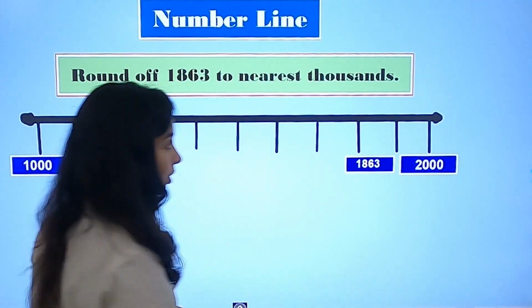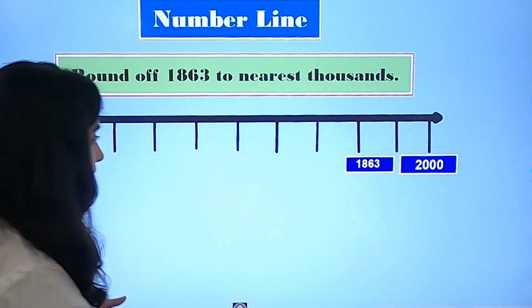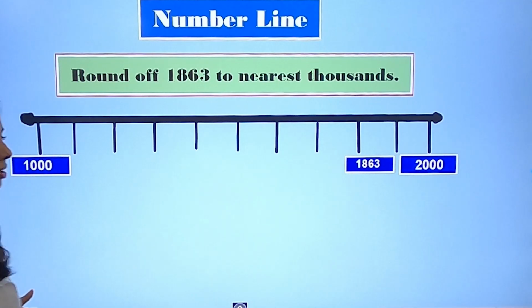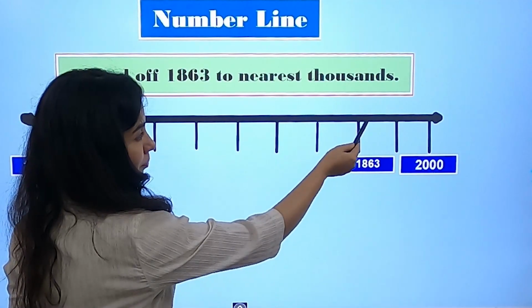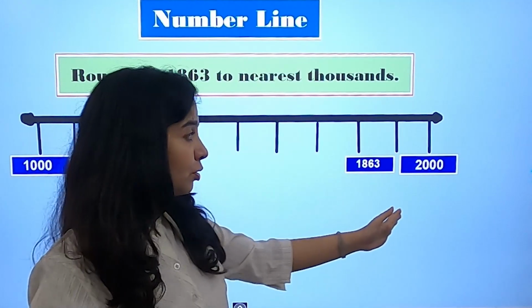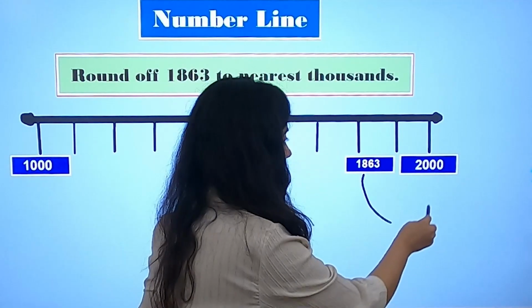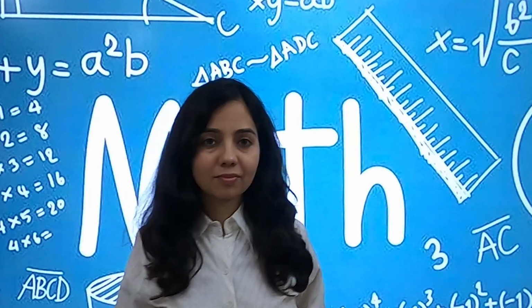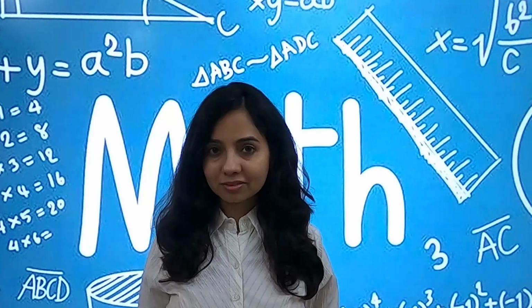Then we can also round off this number to nearest thousands. So the two thousands, it lies between our 1000 and 2000. Again, 1863 will be here somewhere. It's very clear that it is nearer to 2000. Okay, so after rounding off to nearest 1000, we'll get the number 2000. Now we are clear what is rounding off.